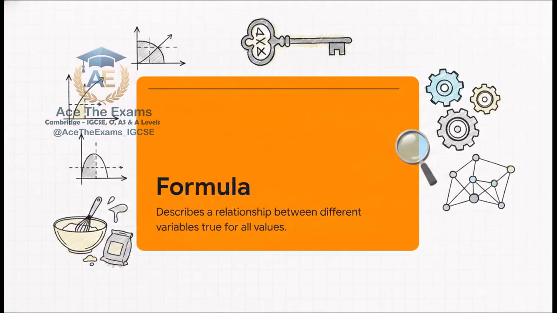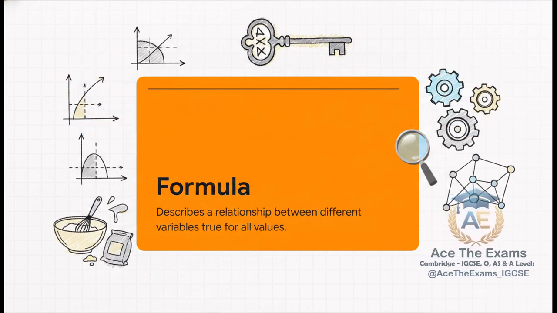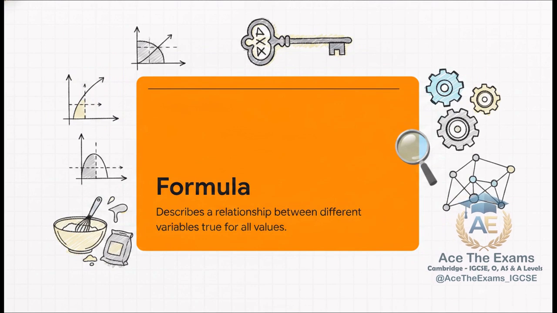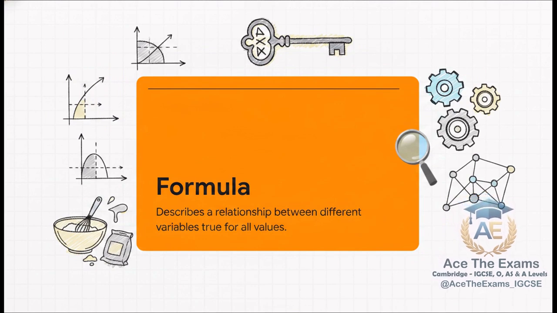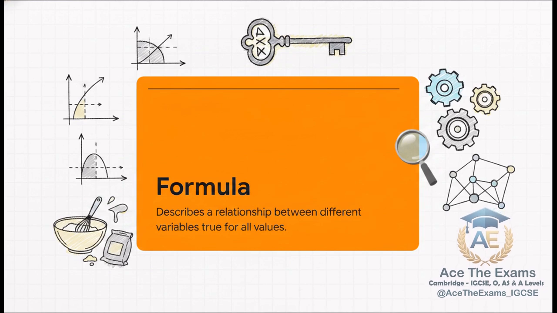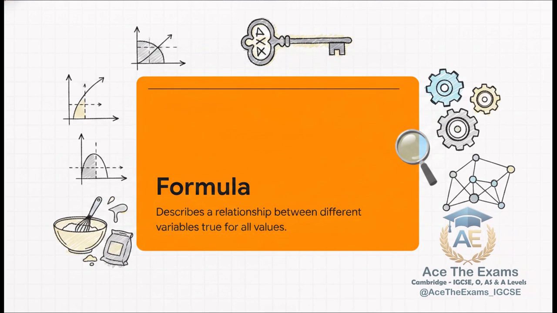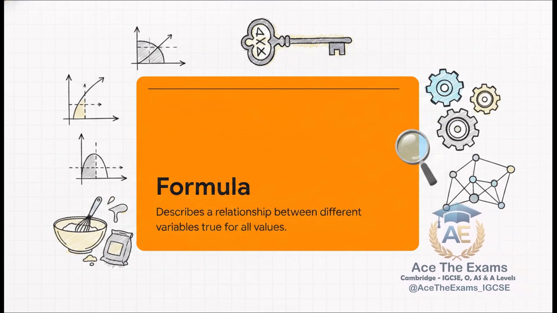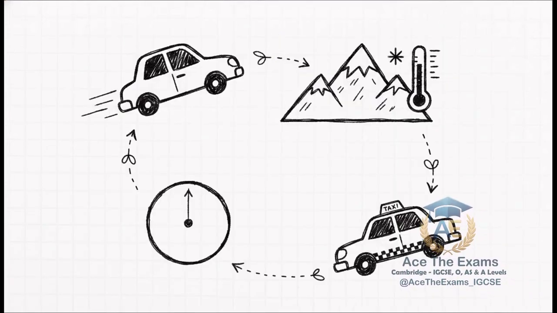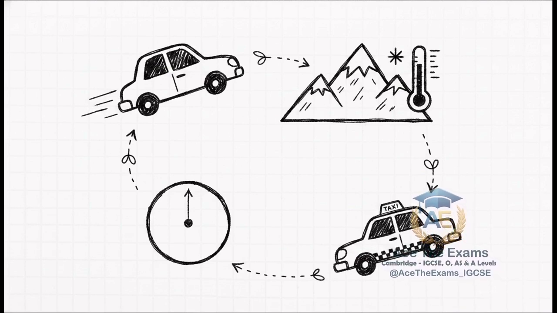So while an equation hunts down one specific missing number, a formula is much grander. A formula describes a relationship between different variables which holds true for all values of those variables. It's like a master recipe. It doesn't just bake one specific cake, it tells you how the cake will turn out no matter what specific quantities of ingredients you put in. Just look at these incredible real-world anchors. The formulas we use every single day govern motion, nature, and even commerce.